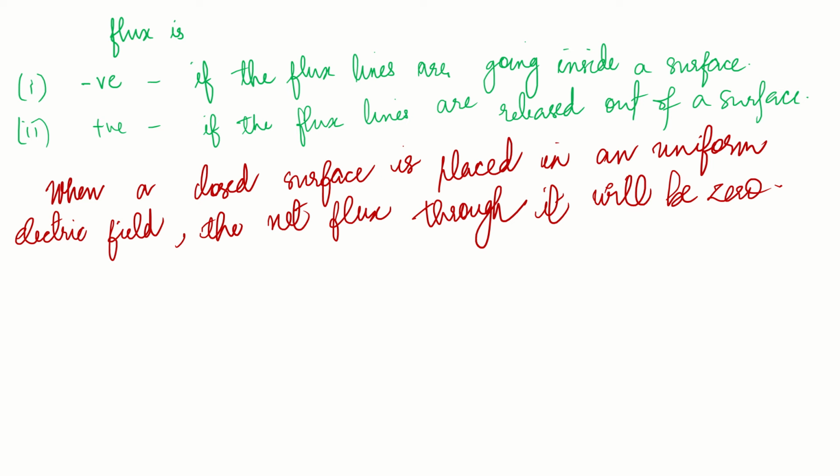So in questions they will give you a closed surface, and if they ask you to find the net flux, then since it is a closed surface, the net flux through it will be 0. Okay, when a closed surface is placed in a uniform electric field, the net flux through it will be 0.